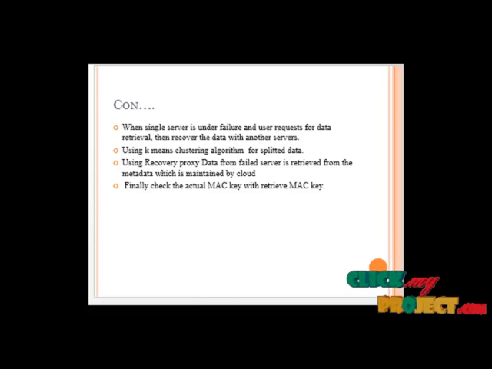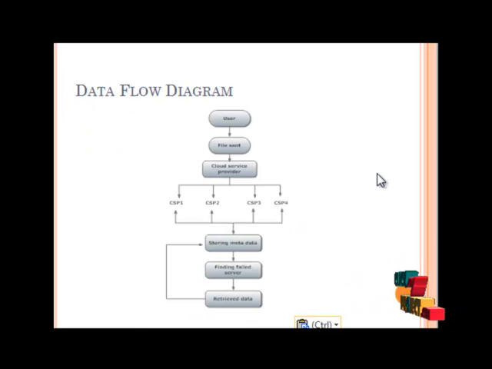Using the recovery proxy, data from the failed server is retrieved from the metadata which is maintained by the cloud. Finally, check that the actual MAC key is retrieved by the old key. Flow: first, the user can select the file. That means processing starts on choosing the file, and the content of the files is verified and installation on the server is made with the files. The file is made into fragments, and each fragment is verified on size, and contents are uploaded based on the fragments allocated to the server.